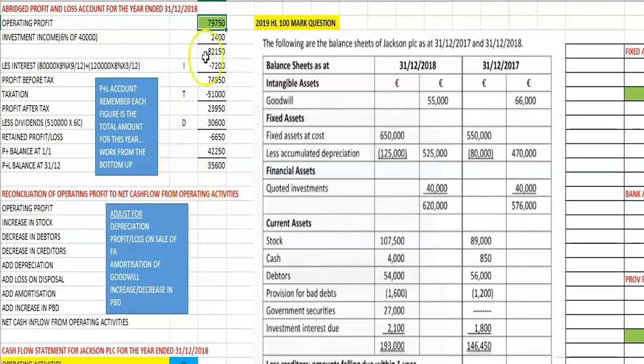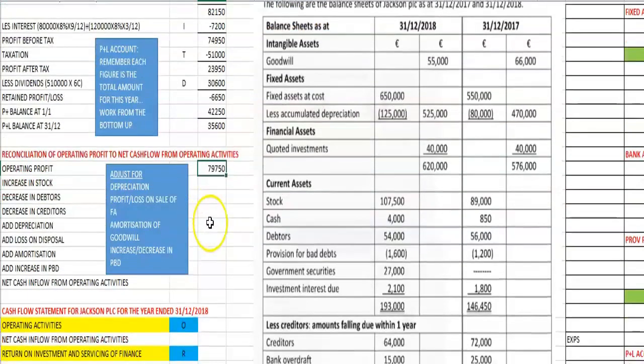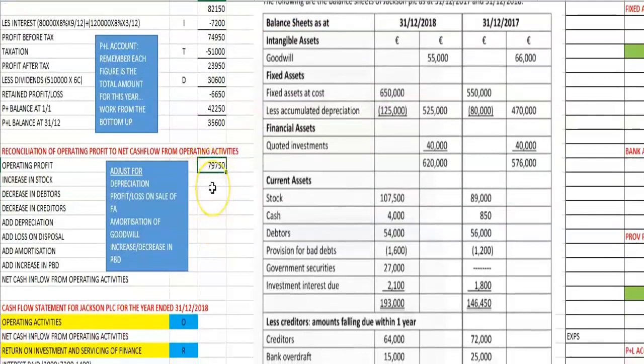The next thing we need to do is take that operating profit figure and try to work out what cash came in from operations over the last year. In other words, we need to figure out the cash flow from operating activities. So we start with the operating profit figure and we make adjustments for non-cash items. So the heading here is Reconciliation of Operating Profit to Net Cash Flow from Operating Activities. And we start with the operating profit figure, carried down from above. Now we need to adjust that figure for any non-profit or non-cash items.